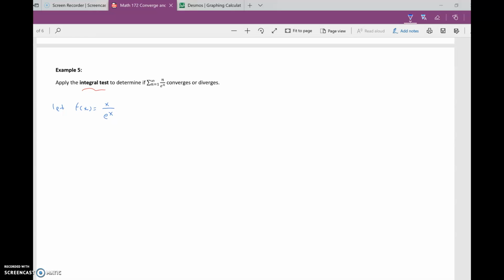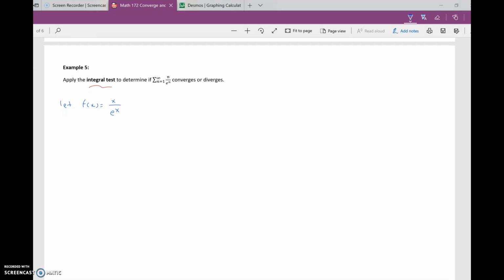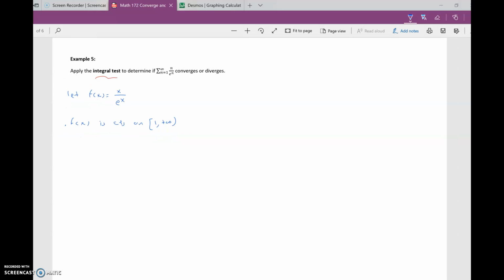And we have to do a couple of checks. The first portion is that it is continuous. So in this case, f of x is continuous technically on 1 to positive infinity, and in this case we're going to include that. And then the second portion is to see if it's decreasing.